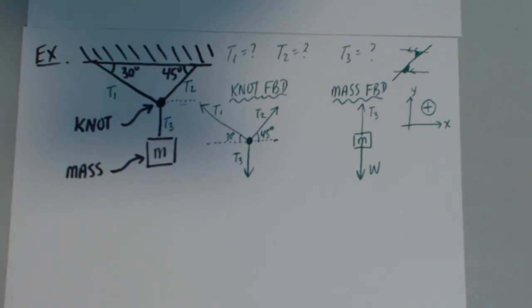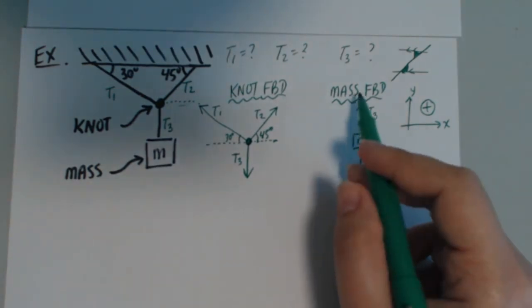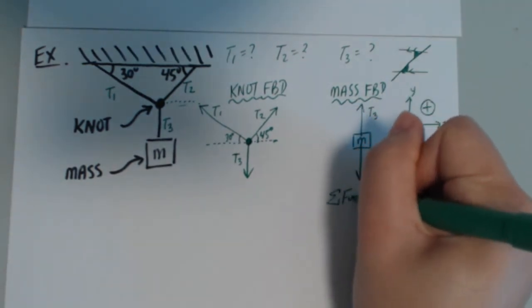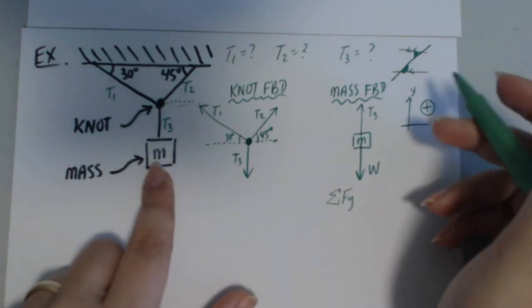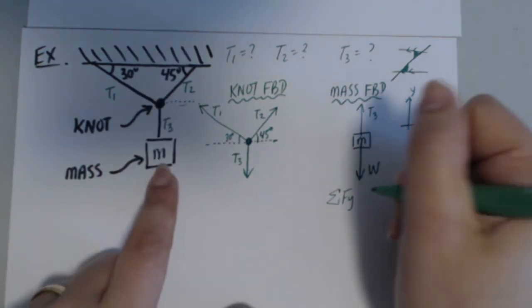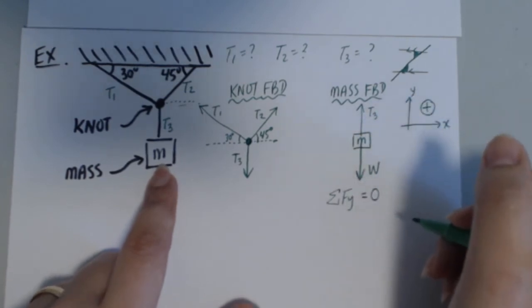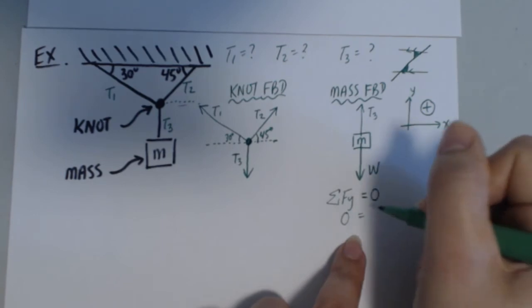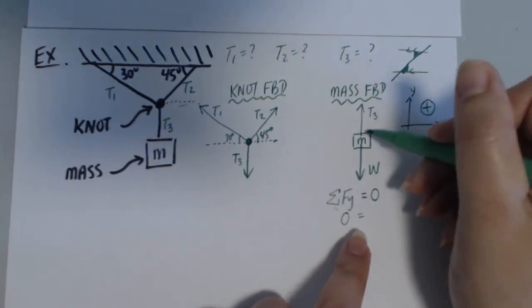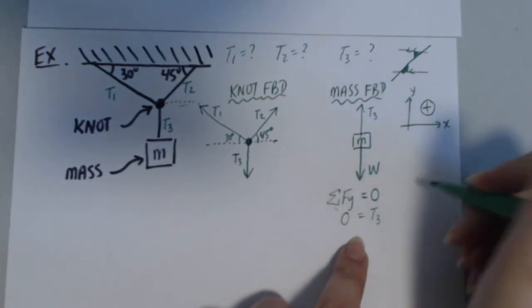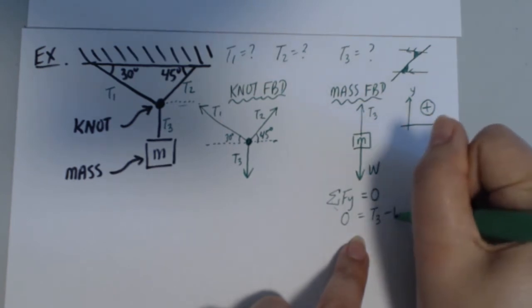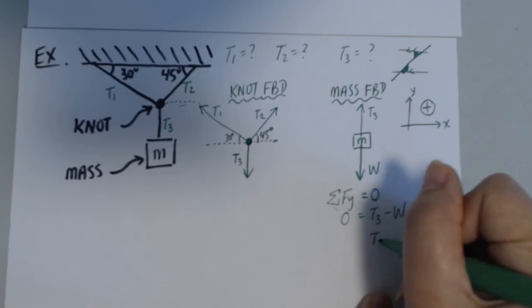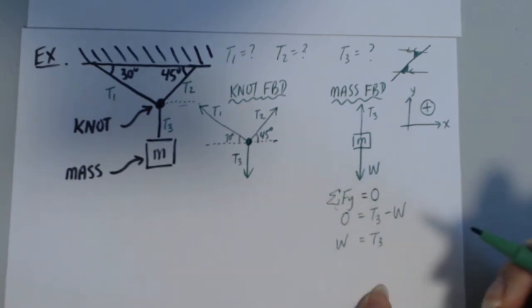Okay, so let's start off with the mass free body diagram. So in this case, I'm going to look at the sum of the forces in the y direction. Because this object is not moving, neither is the knot, I know that the sum of the forces in the y direction is 0. And so 0 is equal to, now what are the forces? Well, I have tension 3 going up in the positive direction, and I have weight in the negative direction, so T3 minus W. And so really, I get a nice expression here. I get T3 is equal to W.